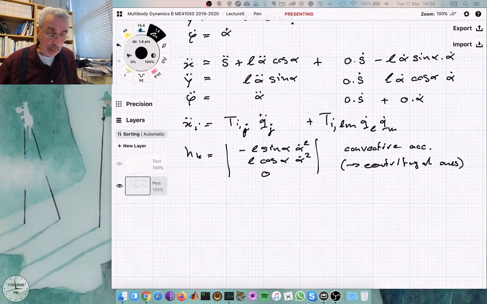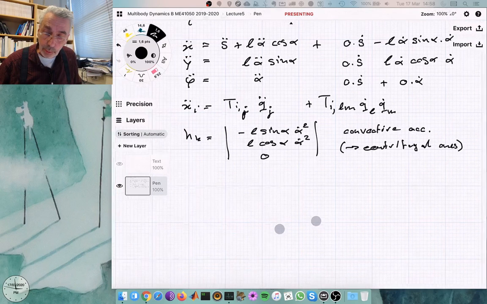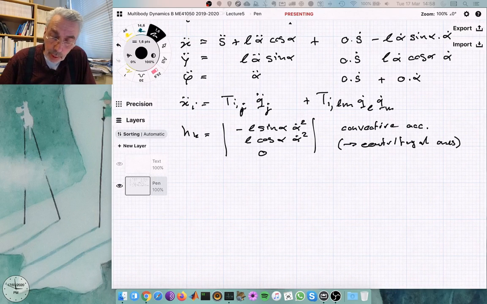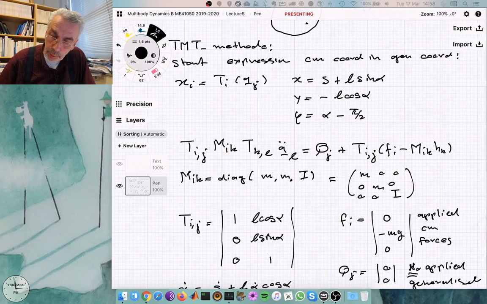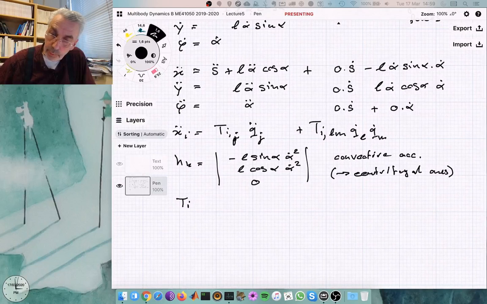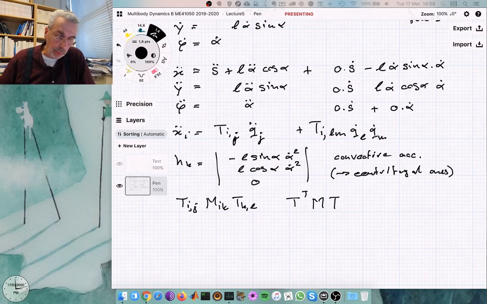We have to make the transformed mass matrix, and we have to make the right hand side. Let's start with the transformed mass matrix. So T_ij M_jk T_kl, I want to keep the same indices, or if you like that, T transpose M T. Yeah, that's also a way to write it.